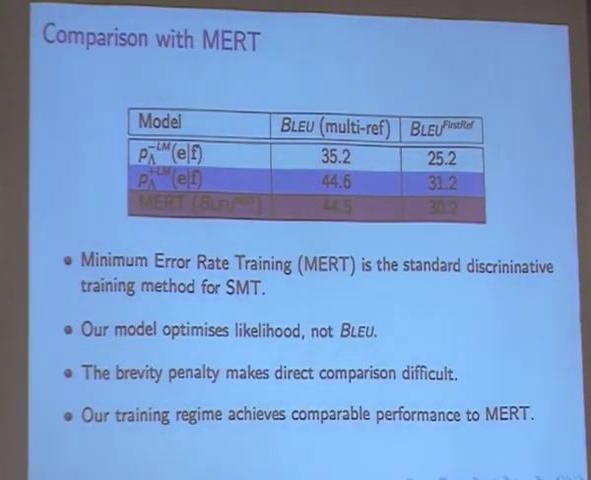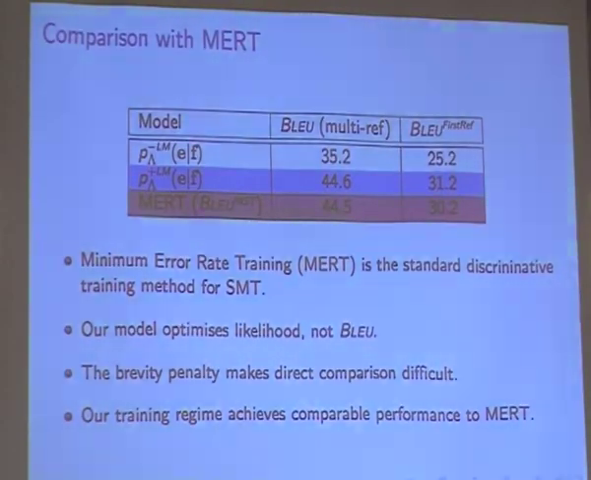So that was on a development set. Now let's look at the test set and compare against what people currently do in machine translation, the MERT optimizer. Again, we have the model without the language model, and again we see a big improvement with the language model. The two models, our model and the MERT model, are very similar in terms of results. This is on BLEU with multiple references.